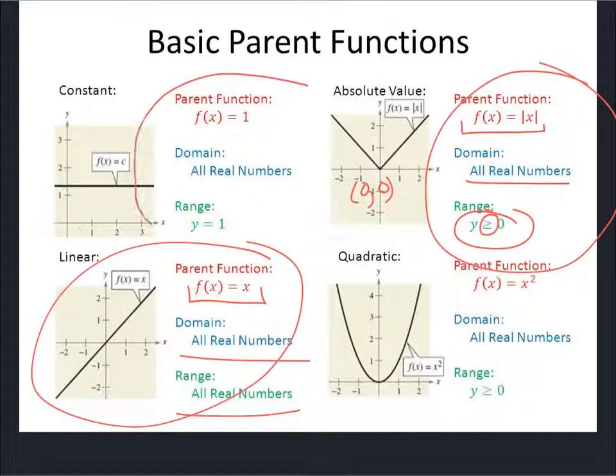Okay, and we also have constants. So remember, if we have y equals a number, we have that horizontal line, and the converse of that, if we have x equals a number, then it's going to be that vertical line. But now we're going to focus on quadratics.